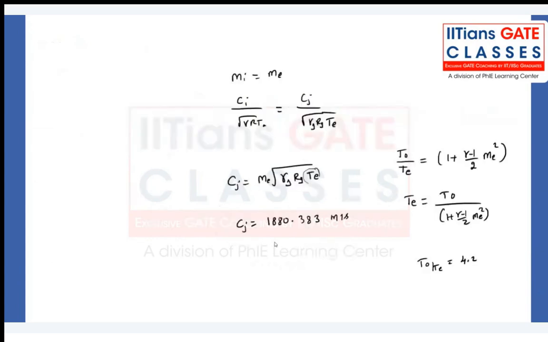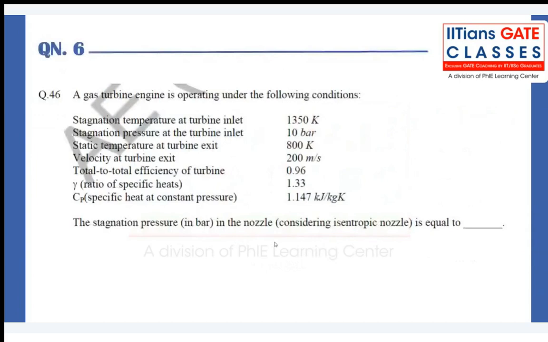Okay. So now we will move to the next question. A gas turbine engine is operating under the following conditions. Stagnation temperature at the turbine inlet is 1350 Kelvin. Stagnation pressure at the turbine inlet is 10 bar. Static temperature at the turbine exit is 800 Kelvin. Velocity at the turbine exit is 200 meter per second. Total to total efficiency of the turbine is 0.96. Gamma is 1.33. Cp is 1147 joules per kg Kelvin. The stagnation pressure in bar in the nozzle, considering the isentropic nozzle, is equal to.